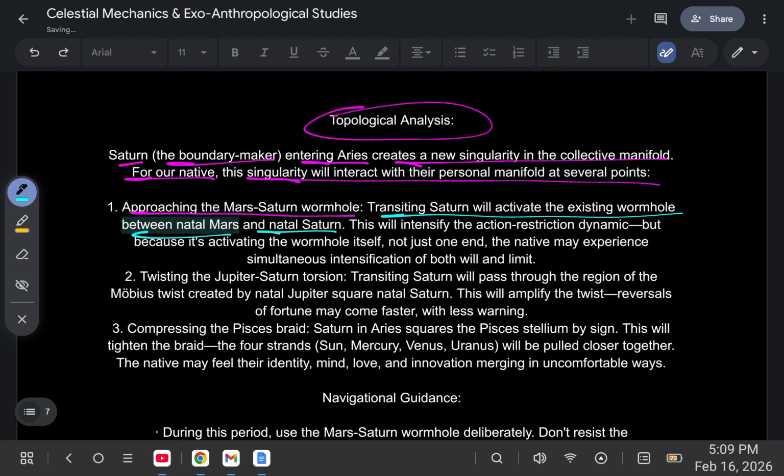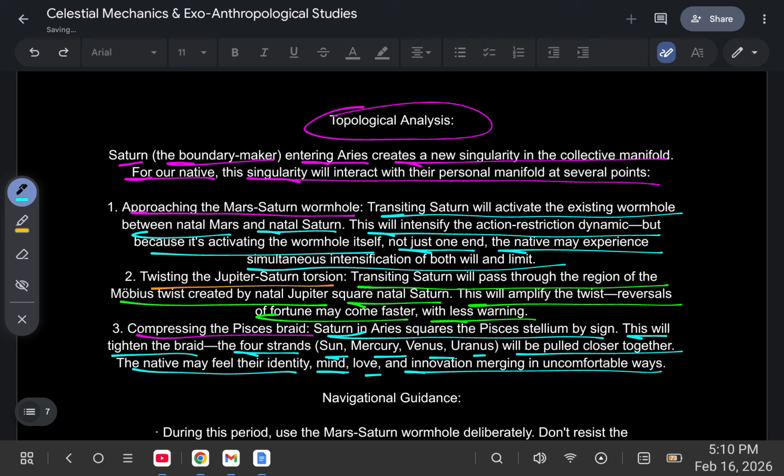And of course, we compress the Pisces braid. So Saturn in Aries squares the Pisces stellium by sign. This will tighten the braid. The 4 strands, Sun, Mercury, Venus, Uranus, will be pulled closer together. The native may feel their identity, mind, love, and innovation merging in uncomfortable ways.